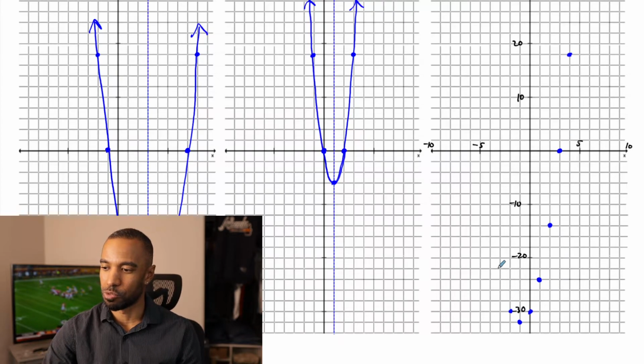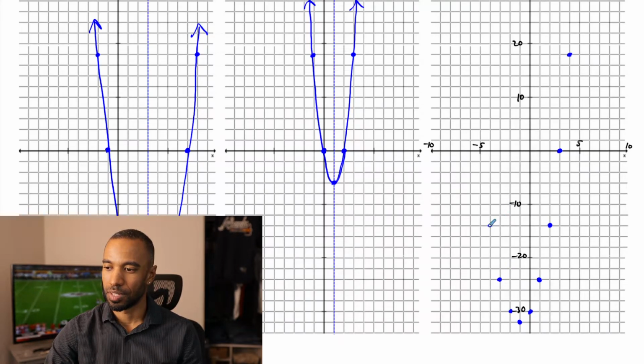All right, let's reflect those points. So you're seeing a lot of the same stuff. The fact that I had to double it is just, oh well.